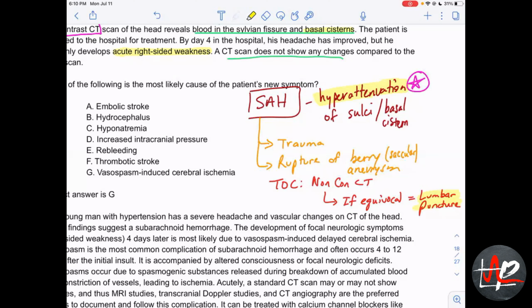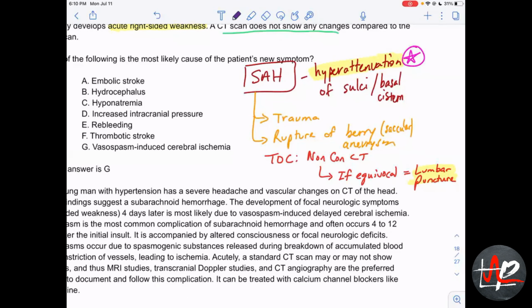is knowing what's the next best test if the CT is not useful. The thing that you need to know for Step 1 is what can you actually see in the lumbar puncture? And not to say that you don't need this for Step 2, but generally by Step 2, you know this. And so you'll see one of two things, either blood or xanthochromia.